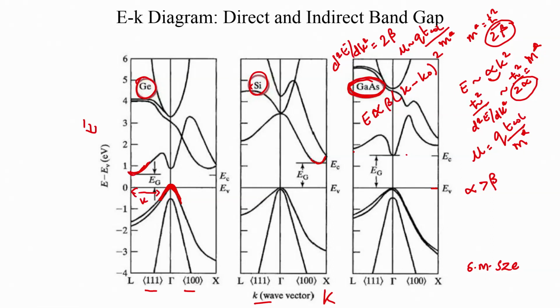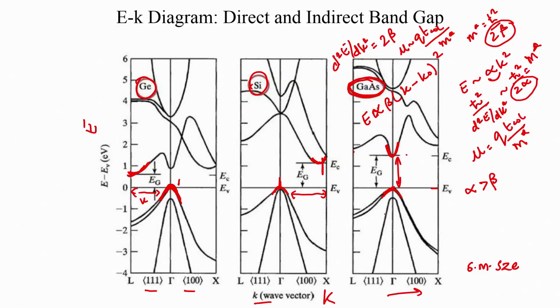So we see that this minima and this maxima are located at different points in K, and the same is true with silicon. You see that the minima of the conduction band and the maxima of the valence band are located at different points in K space. On the other hand, in the case of gallium arsenide, we find that the minima of the conduction band and the maxima of the valence band are located at almost the same point in K. There is no need for any translation in K space.